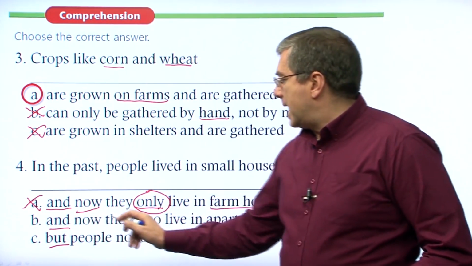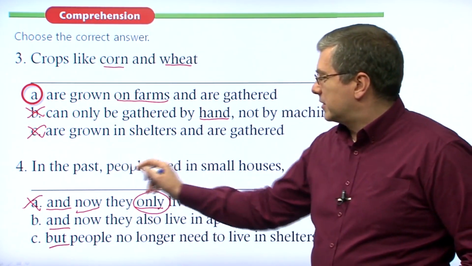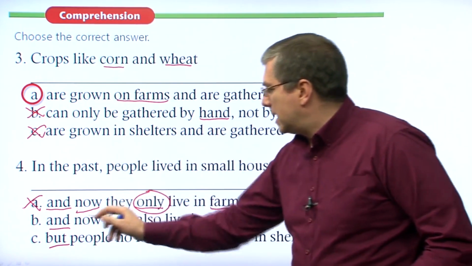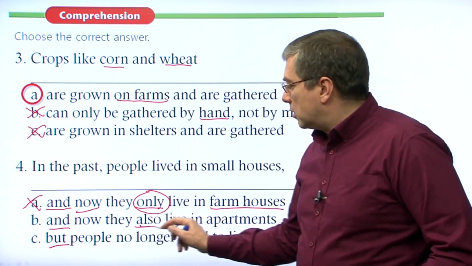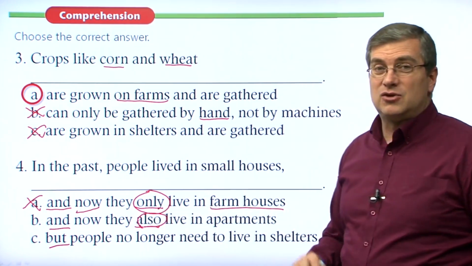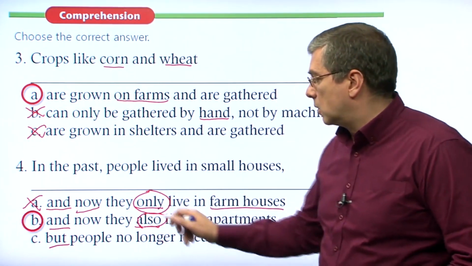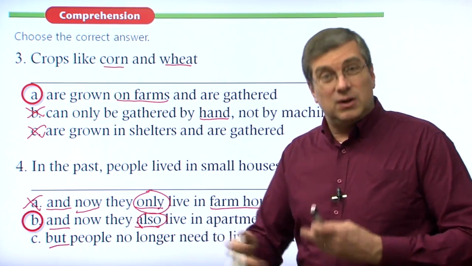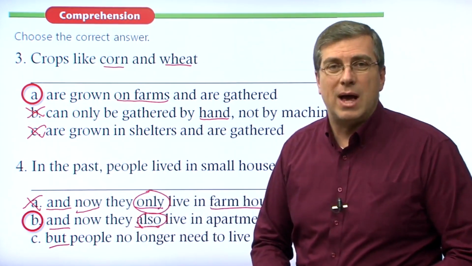Next one, B, and now they also live in apartments. In the past, people lived in small houses, and now they also live in apartments. So "also" means they still live in small houses, but also live in apartments. Is that true? Yeah, we talked about that in the reading passage. I noted that the word "also" means that they still live in small houses, but now they also live in apartments as well.